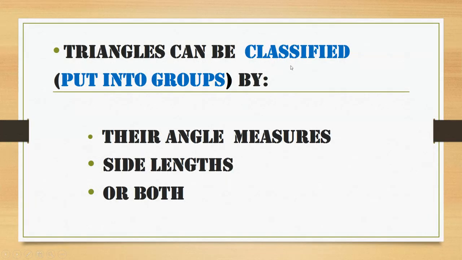And again, remember classify means put into groups. And the two groups you're going to put them in is by their angle measurement. That means acute, right, and obtuse, and we'll talk more about it in a little bit, and the side length, okay? Or both. So on some of your assignments, you will have to name the triangle by the angle and the length. So make sure that you're looking at both of those things together.